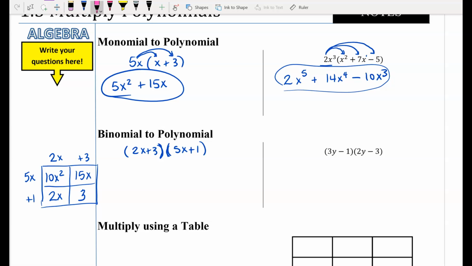Now we want to give our simplest answer, and so we're looking for like terms. We have to add up all the terms that are inside the box, and I can see right here that these are like terms.